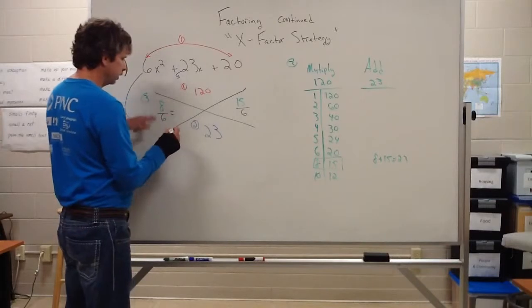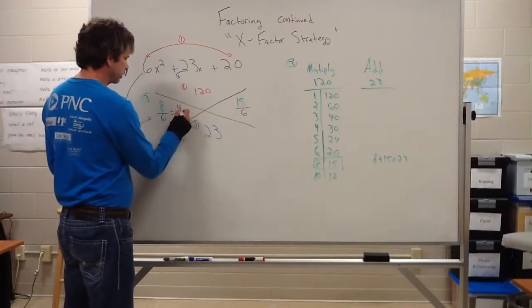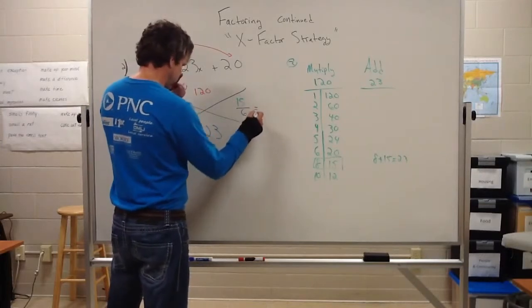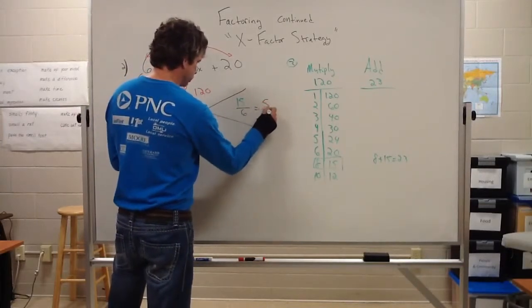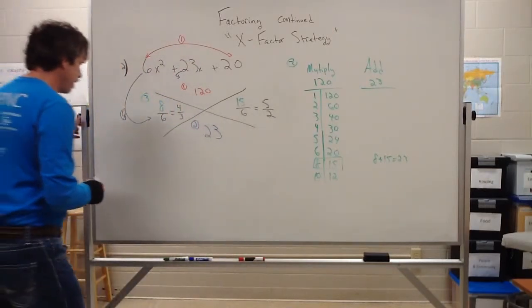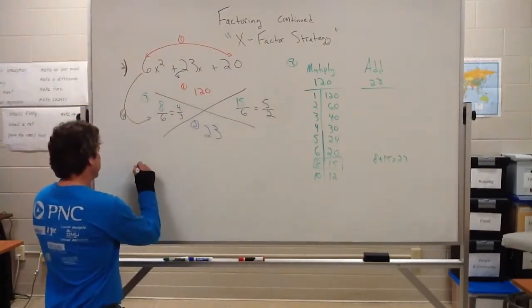If you need a calculator, that should reduce down to 4/3. And for the other, I think 3 goes into both of those, so 5 over 2 would be my factorization. So my final step is to put that together.